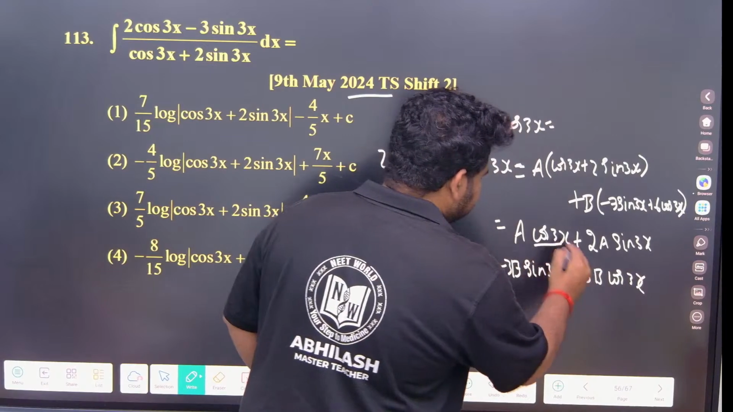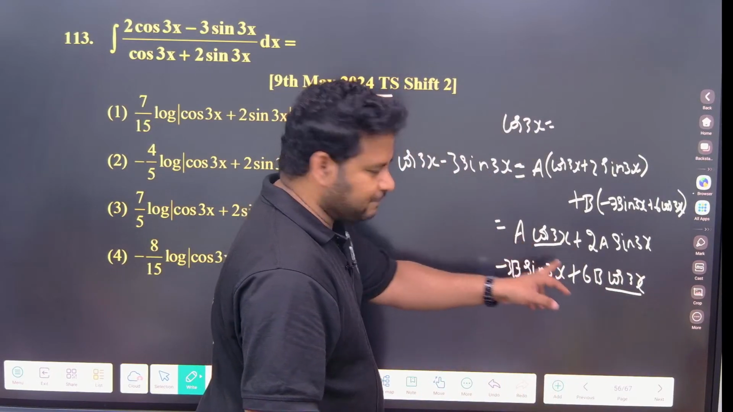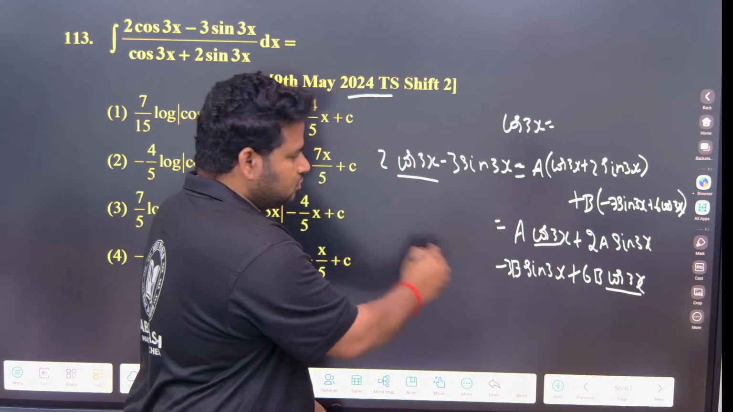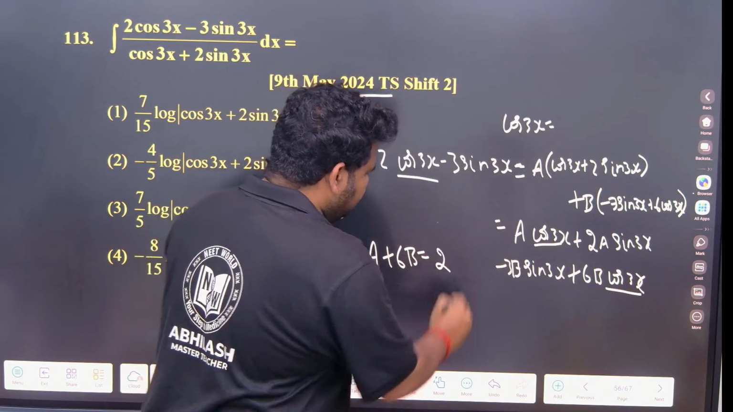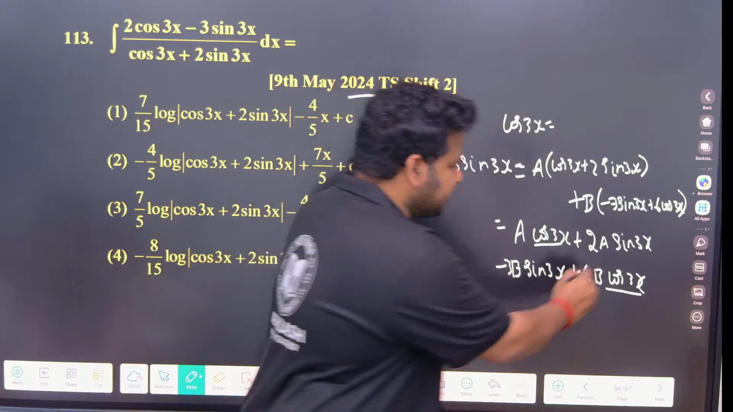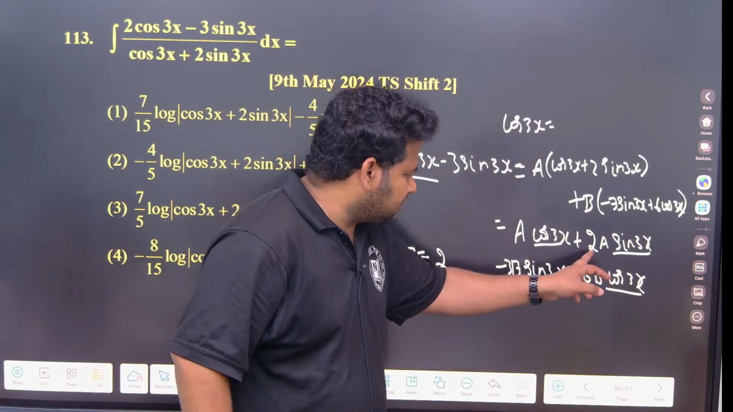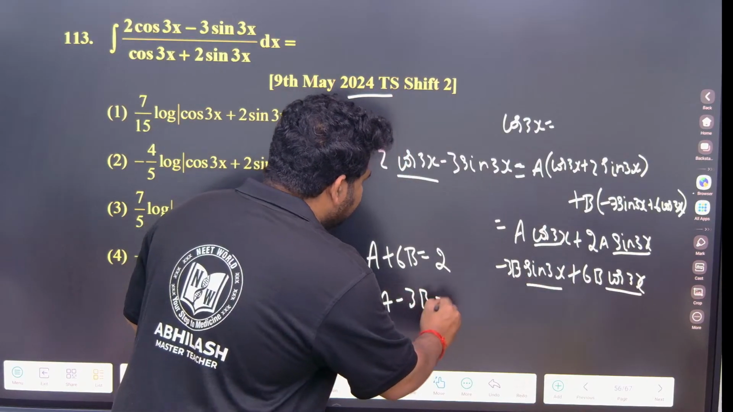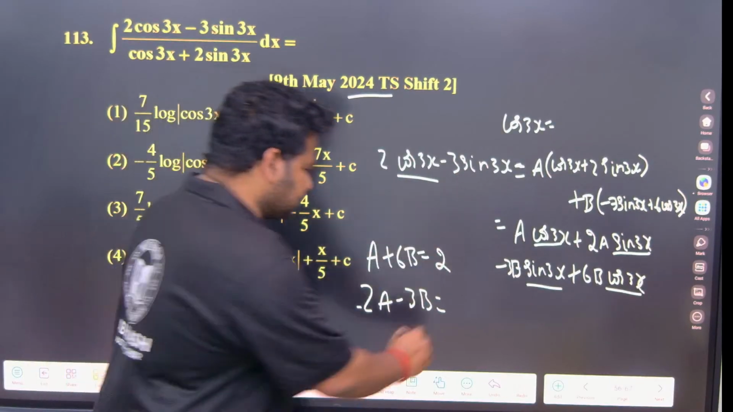Now you look at cos 3x. The coefficients are a plus 6b. If you look only at cos 3x, here it is 2. So a plus 6b is equal to 2. Now look at sin 3x. Sin 3x here is 2a minus 3b. So 2a minus 3b is equal to minus 3.